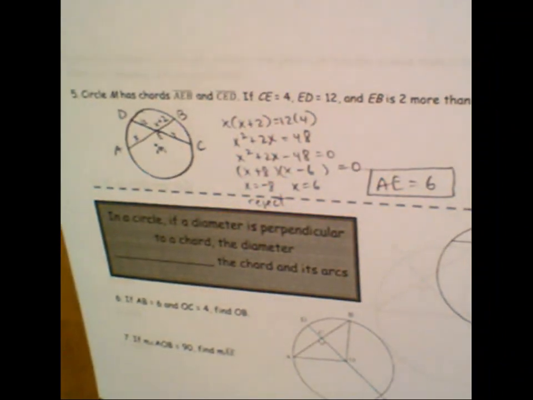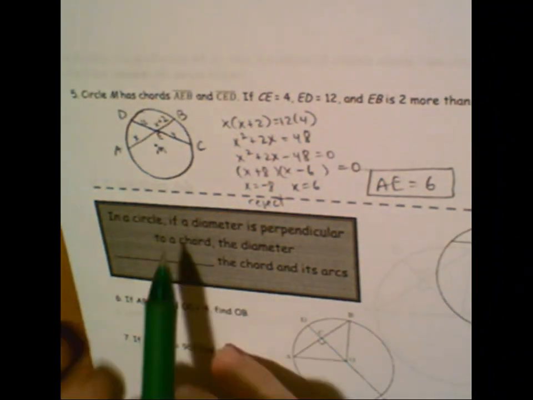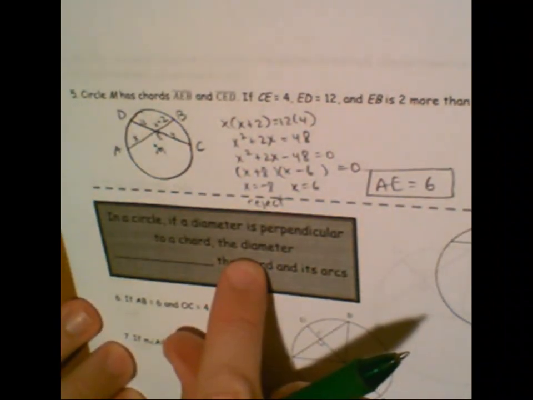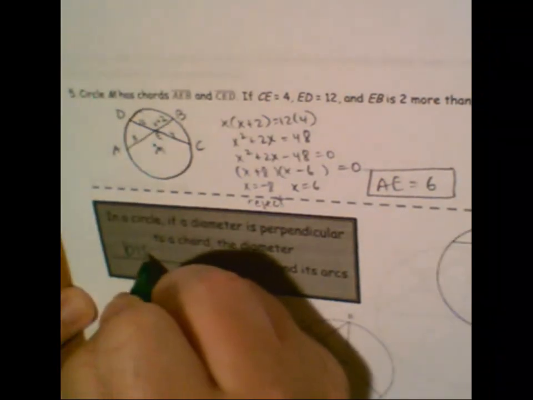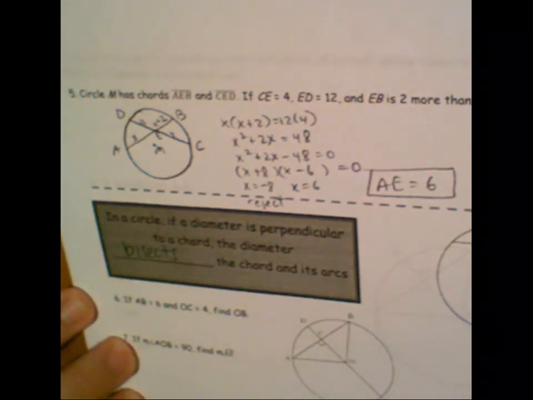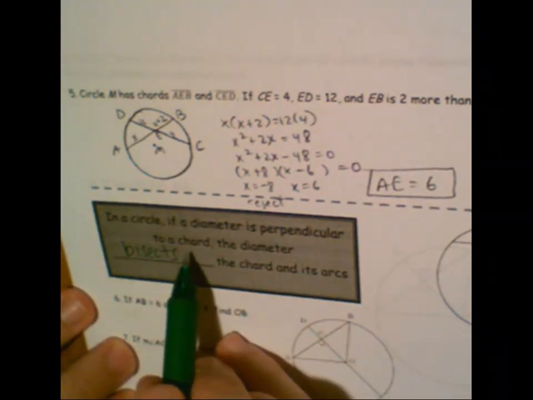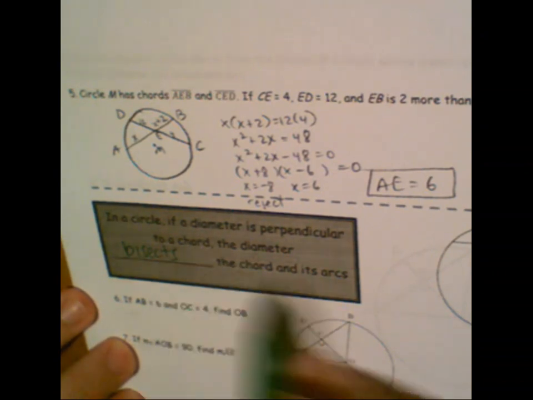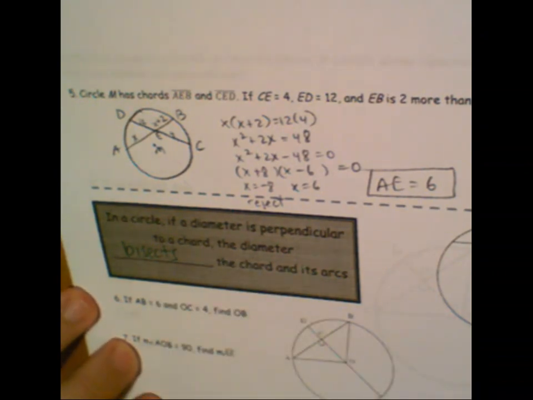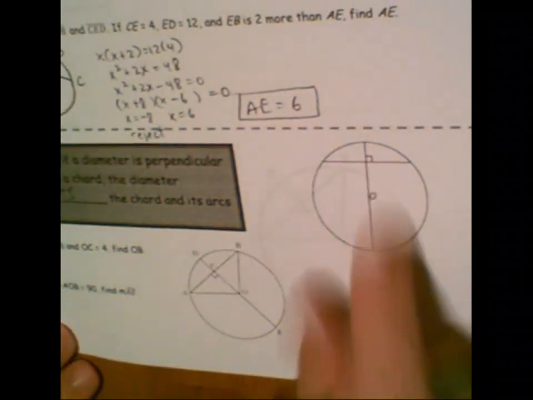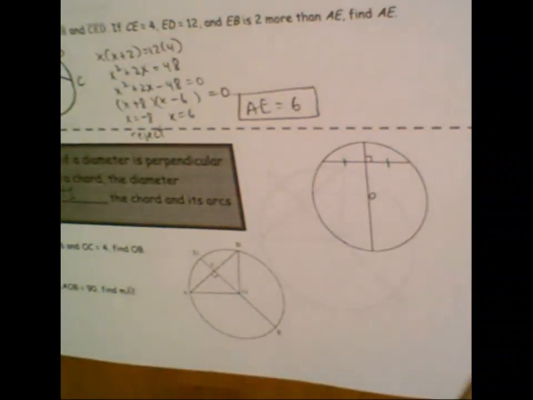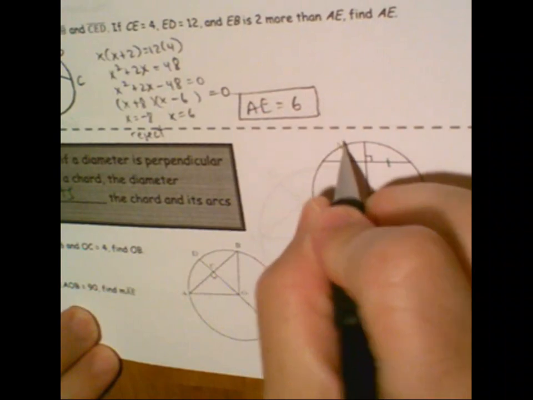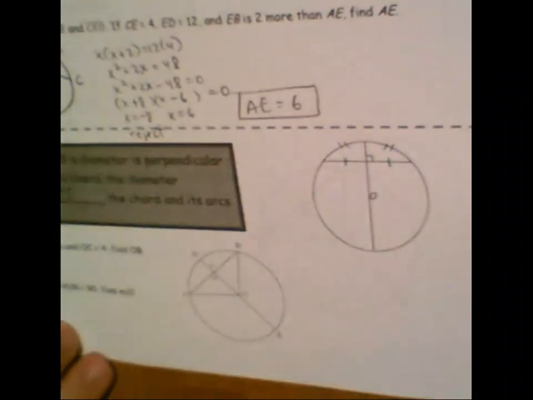And this rule is that in a circle, if a diameter is perpendicular to a chord, then the diameter bisects the chord and its arcs. In a circle, if a diameter is perpendicular to a chord, the diameter bisects the chord and its arcs. It also could be a radius. A radius is part of the diameter. Okay? So if a diameter is perpendicular to a chord, it bisects the chord, and it bisects the arcs.